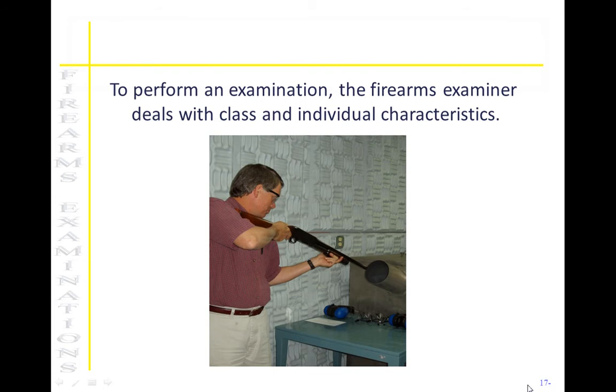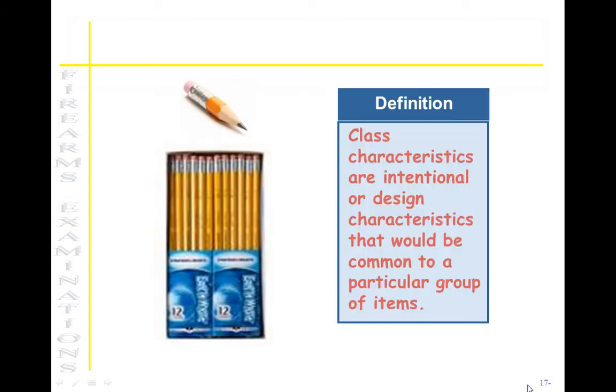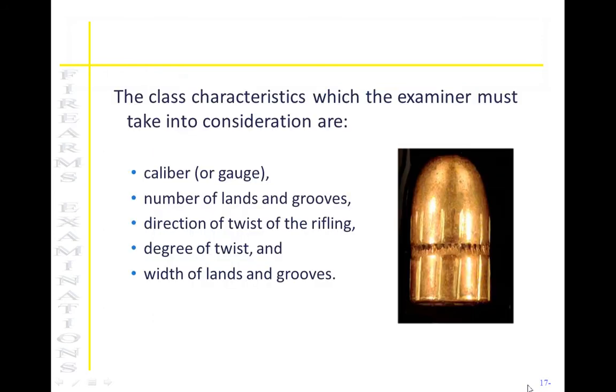So to do this, the firearms examiner is going to deal with class and individual characteristics. A class characteristic is an intentional or design characteristic that would be common to a particular group of items. So say, for instance, when taking this into consideration, a firearms examiner might have the overall caliber or gauge of the projectile being a class characteristic.